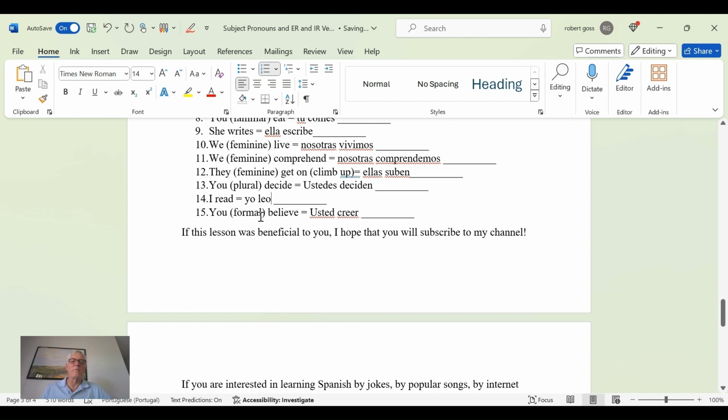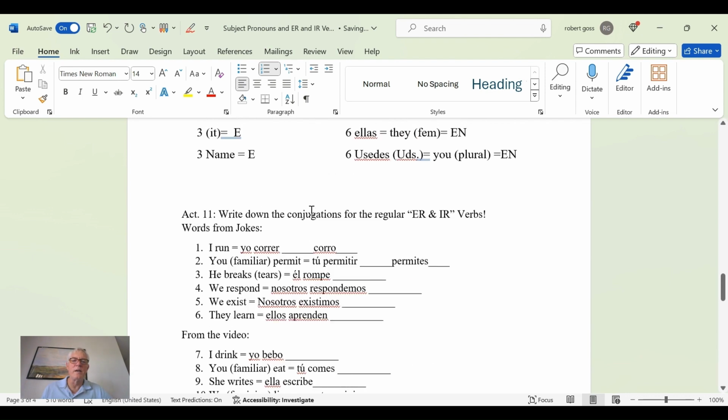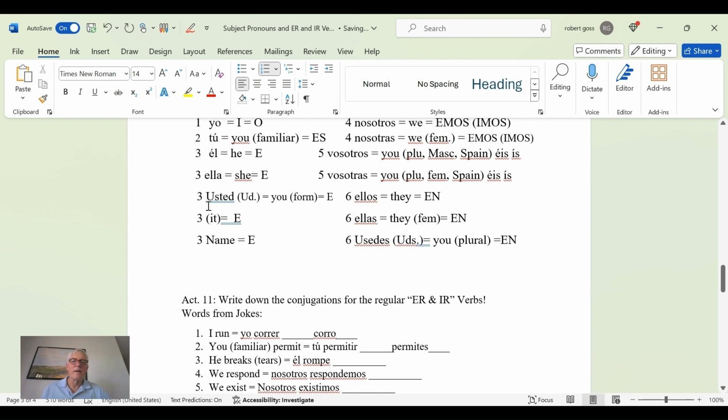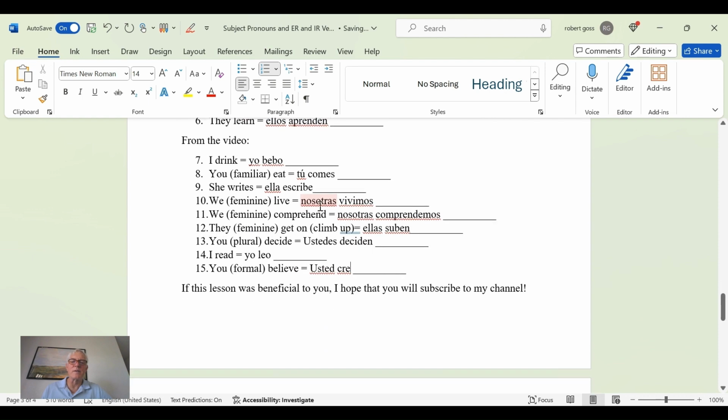15, you formal believe. You formal, that would be like usted. That's somebody that has a title, one person with a title or older than you or somebody you want to show respect to. Creer is an ER verb. So we're going to get rid of the ER, and the ending we would do for usted is E. Doesn't matter whether it's ER or IR, it would still be the E. So we put the E on it, and it'd be usted cree.